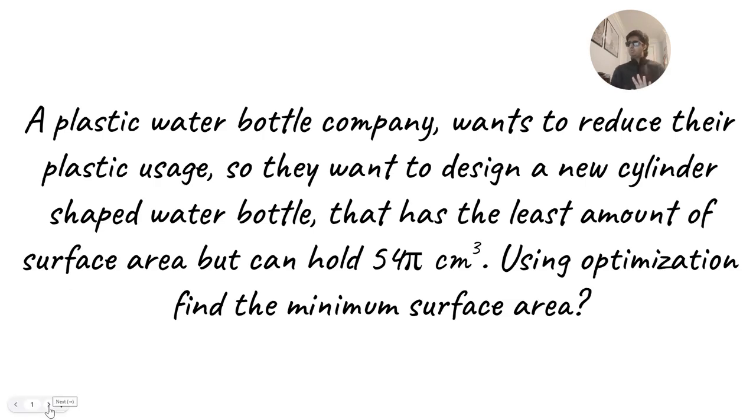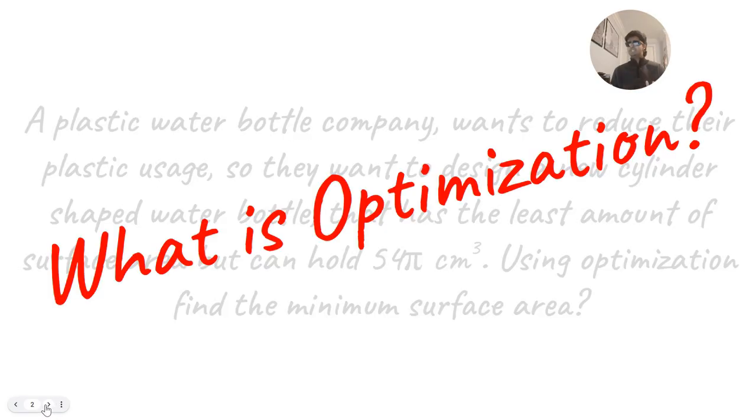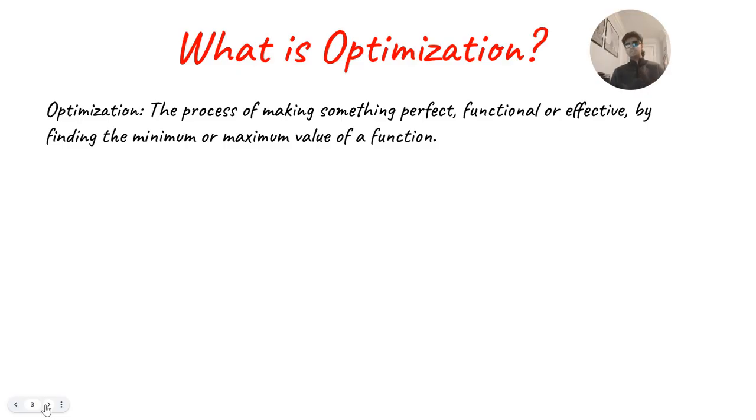Slow down. First we need to ask ourselves the question, what is optimization? I'm here to explain it to you. Optimization is the process of making something perfect, functional, or effective by finding the minimum or maximum value of a function. Well, you may be wondering, what does this definition have to do with anything?